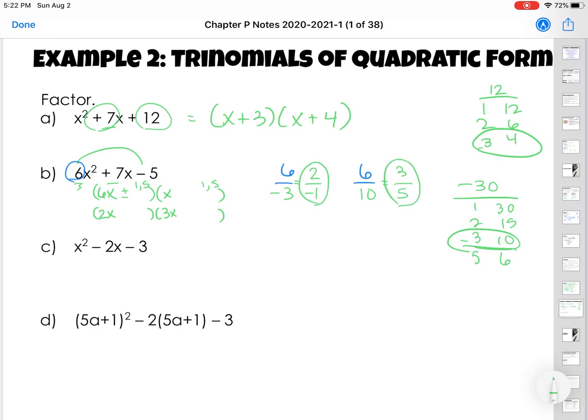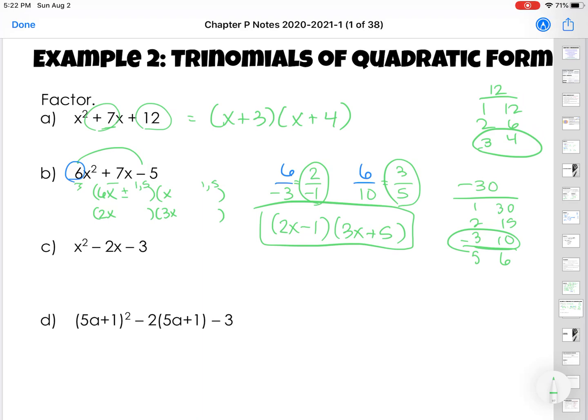Here's the trick. These are the numbers I need for my parentheses. That 2 is the first number: 2x minus 1. The next parenthesis is 3x plus 5. Kind of a neat trick. You can FOIL that back and double check, or you can guess and test, but you might be here a while. In C, same concept.